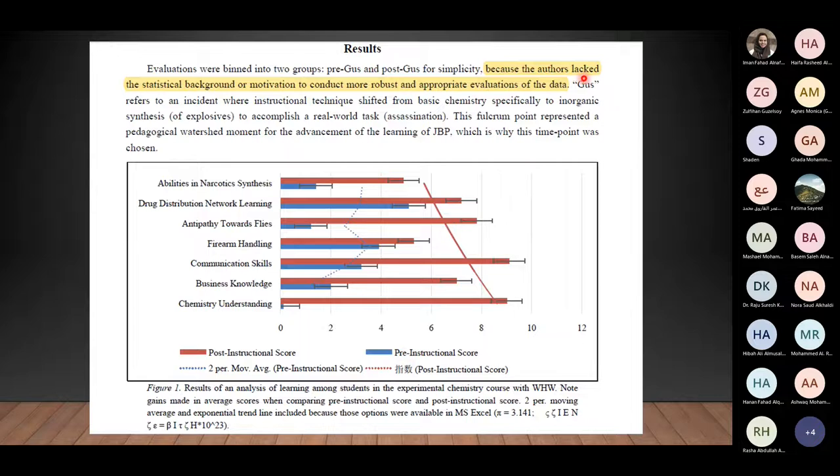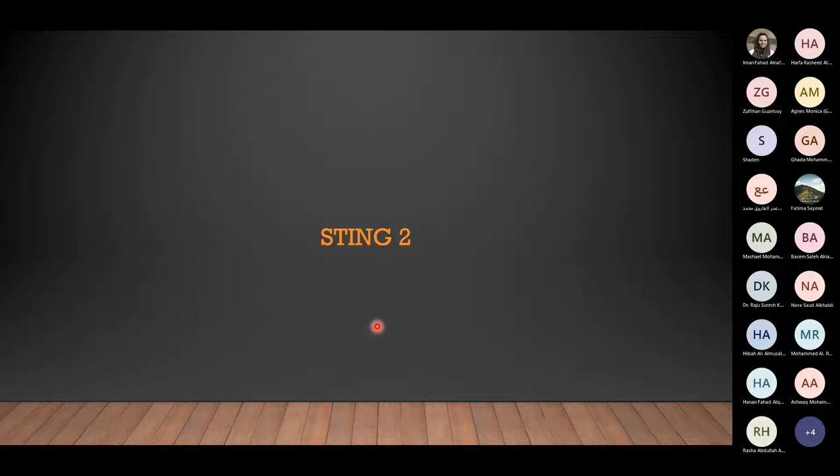We see also that the authors lacked the statistical knowledge or background or motivation to conduct more rigorous and appropriate evaluations of the data. You see, anybody reading this paper closely, if that person is a peer reviewer, they will say this is a joke. It's not real. Abilities in narcotic synthesis, drug distribution, network learning, etc. And this is presumably Jesse Pinkman's knowledge before and after the intervention. So the journal accepted that paper.